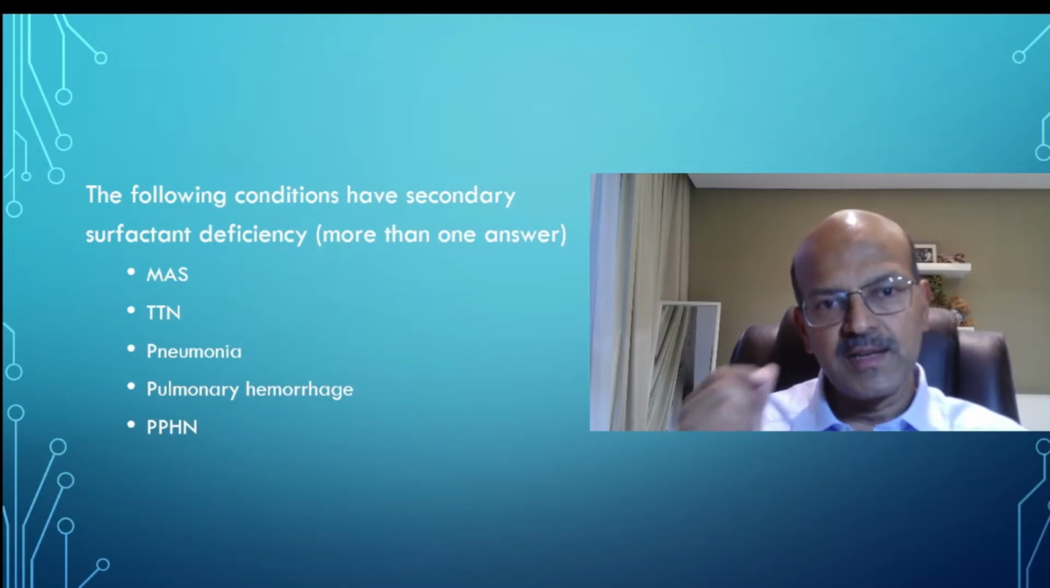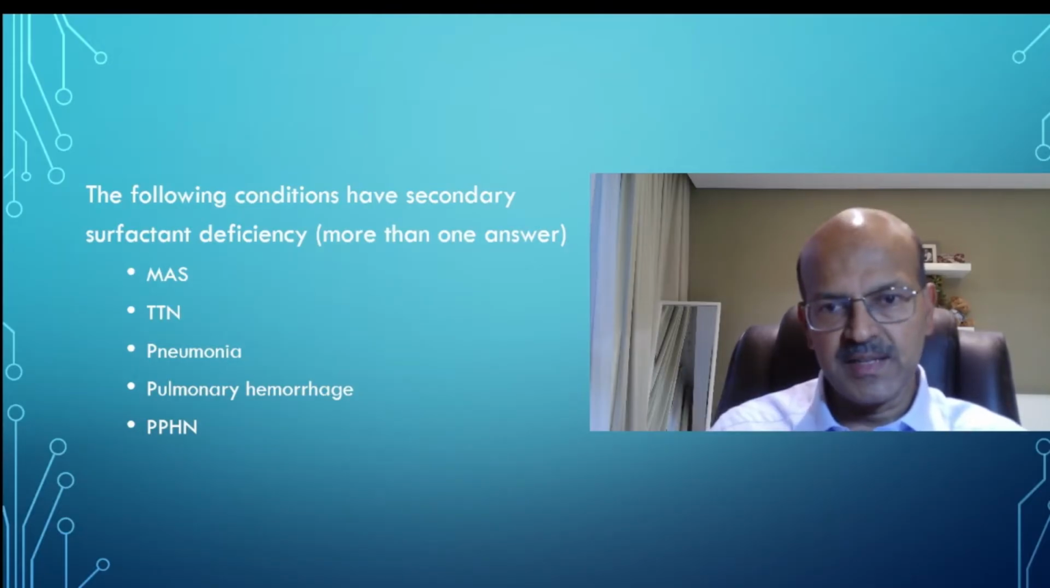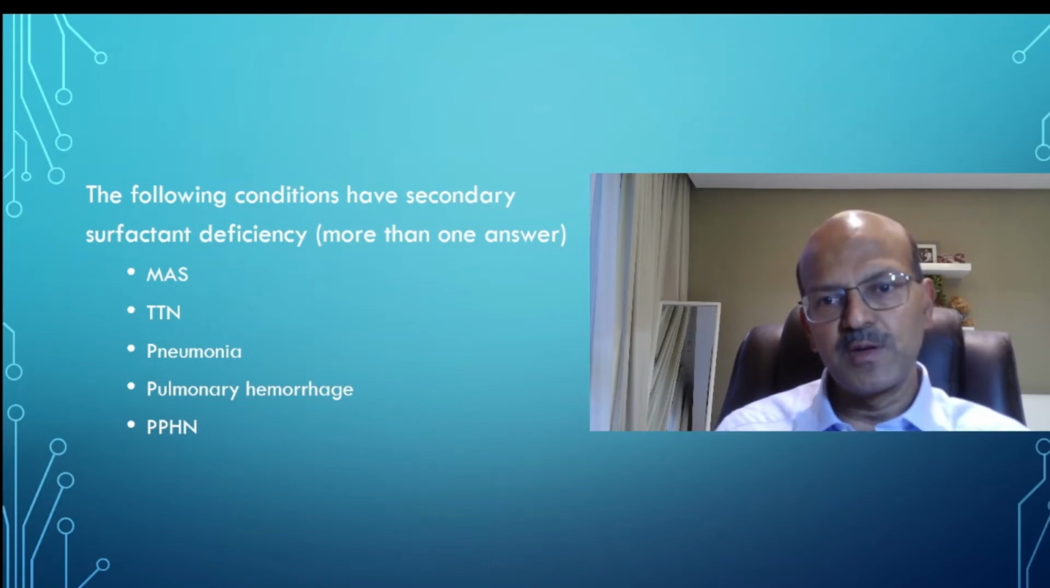So you can look at the conditions where you have proteinaceous material. Meconium, for example, is a combination of different components including protein, bile acids, and cellular structures. So obviously that will cause secondary surfactant deficiency if the meconium reaches the alveoli. Transient tachypnea of newborn and congestive failure, PDA, these do not cause surfactant inactivation because this is more of a watery exudate or watery transudate into the alveoli.